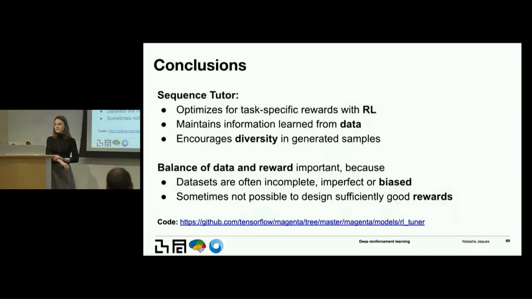So in conclusion for this paper, you can optimize for task-specific rewards with reinforcement learning, but you can still maintain the information you learned from the data and encourage some diversity in your generated samples. And we think this approach is really important when either your data set is incomplete, imperfect, or biased, or your model is just not able to capture it in an interesting way. I don't think RNNs are the final solution to capturing a data distribution of sequences. And then secondly, if you're not able to design a sufficiently good reward function, then you can't rely on it entirely either. So you need to balance these two sources of information.